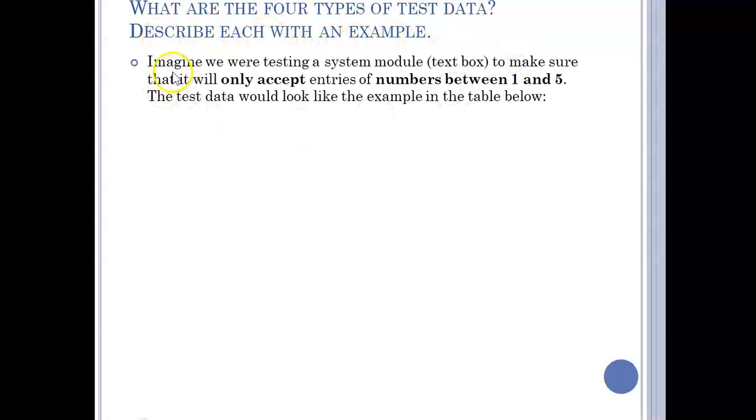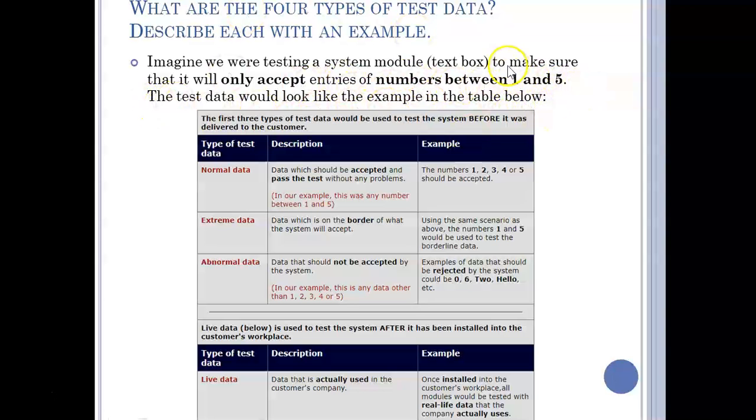What are the 4 types of test data? Describe each with an example. So here's the situation. Imagine we were testing a system module, text box, to make sure that it will only accept entries of numbers between 1 and 5. The test data would look like the example in the table below. So just imagine we're working with a text box where you've got to enter a number, and we want only the numbers 1 to 5 to be entered in this text box in some form in the software.